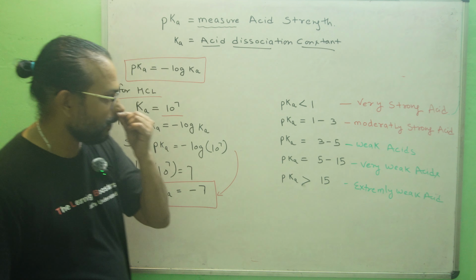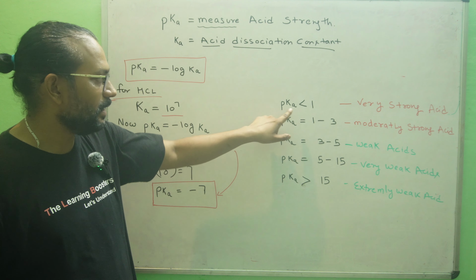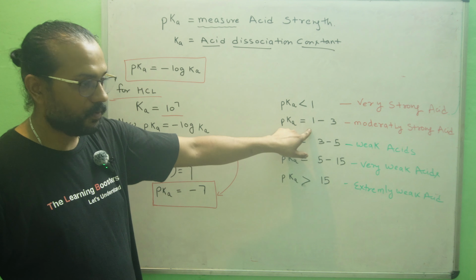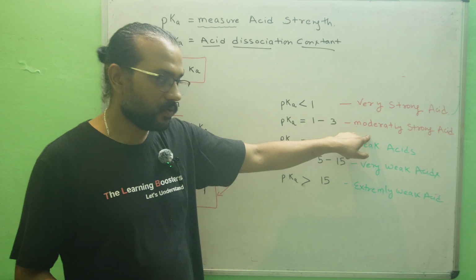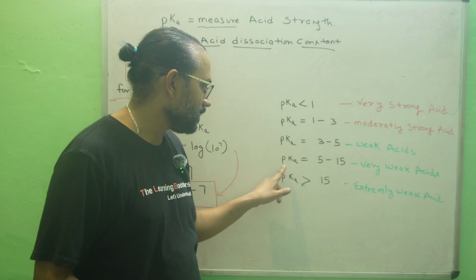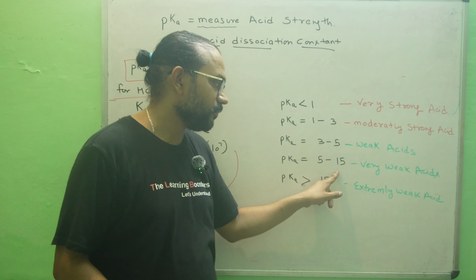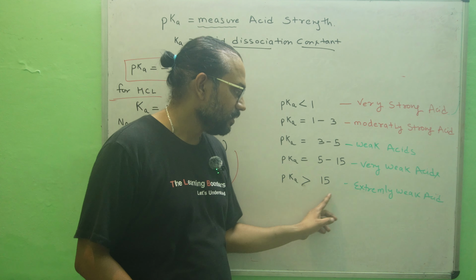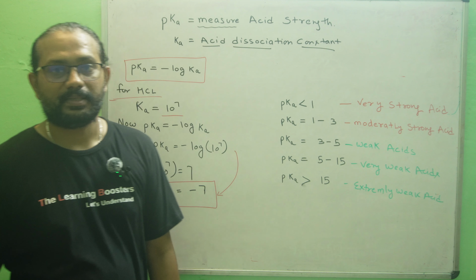As I have written over here, the more negative the value, the more acidic it is. For example, a pKa value less than 1 is a very strong acid. pKa from 1 to 3 is a moderately strong acid. pKa 3 to 5 is a weak acid. Similarly, as you move forward, pKa 5 to 15 is a very weak acid. If I say pKa greater than 15, that is an extremely weak acid.